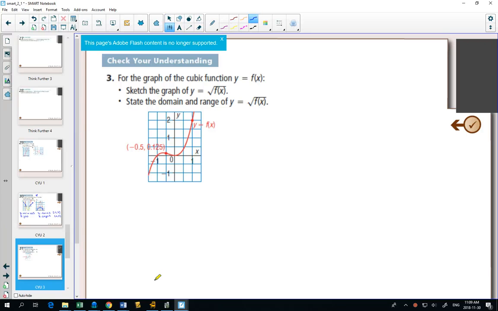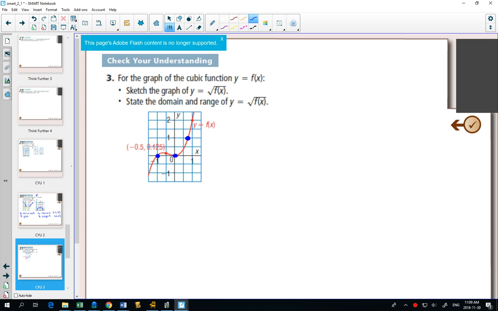Example 3 is the same as example 1 and example 2, but now we have an x cubed graph. But the steps are the same. When you're doing a square root of any function, you first find out all the points that are 0 and 1, because those are going to stay the same. So I'm going to mark, here it's 0, here it's 0, up here it's 1.